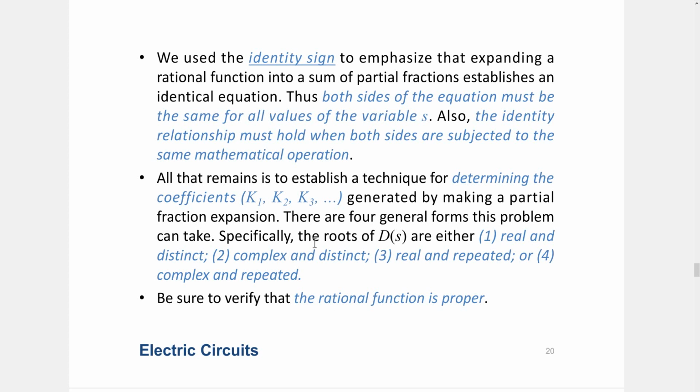So four different cases can be treated properly, and then using that we can estimate the coefficients and solve them. We need to make sure that the rational function is a proper one. Okay, so the degree of the numerator should always be smaller than the degree of the denominator, so that we can apply the aforementioned techniques.